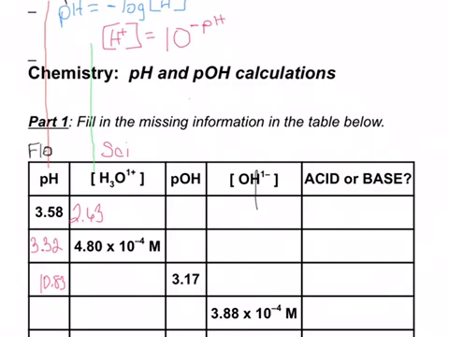2.63 times 10 to the negative 4. Oh boy. Sorry, guys. And this is M. 2.63 times 10 to the negative 4. That is my concentration of hydronium ions, or hydrogen ions.